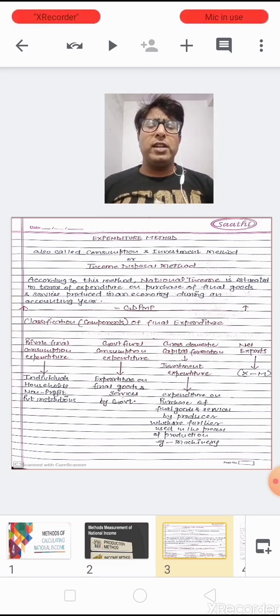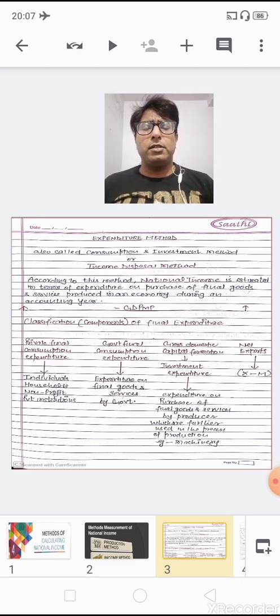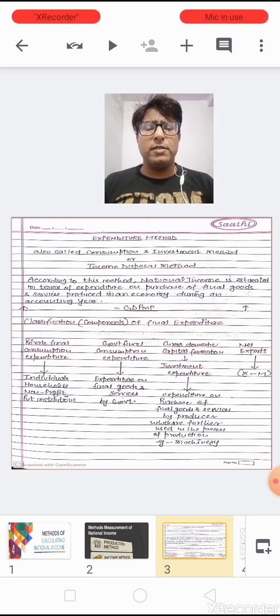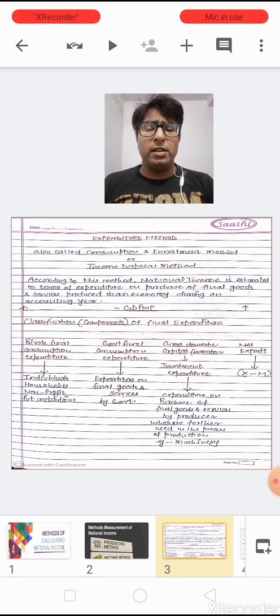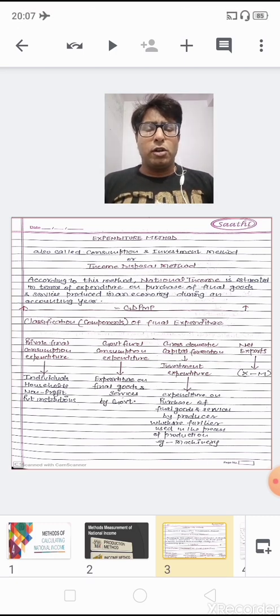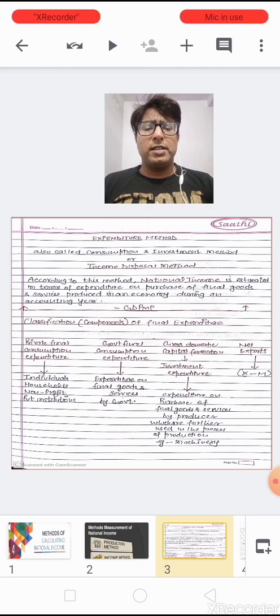So children, what are the various classifications, or you can say the components, of this final expenditure on various goods and services? The first component is private final consumption expenditure. Second is government final consumption expenditure. Third is gross domestic capital formation, which we call investment expenditure. And fourth is net exports. For import and export, an economy is also making an expenditure.